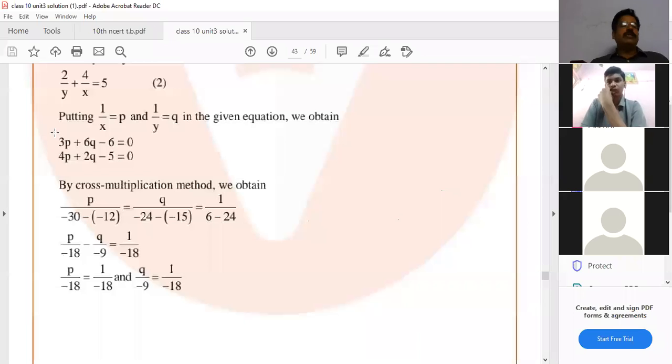Okay, now 1 by a1 b2 minus a2 b1. a1 b2 means this one: 3 2s are 6, minus 4 6s are 24.